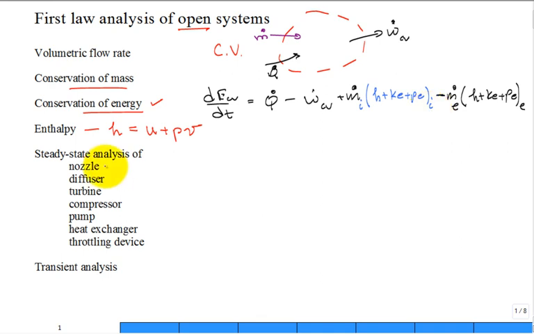Do we apply it to a nozzle? We apply it to a diffuser, a turbine, a compressor, a pump, heat exchanger, and throttling device. Hopefully, by the end of the chapter, you're familiar with each one of these. And then you can describe it and analyze it. Describe that for other people. Today, I think we'll be able to cover our introduction to transient analysis.